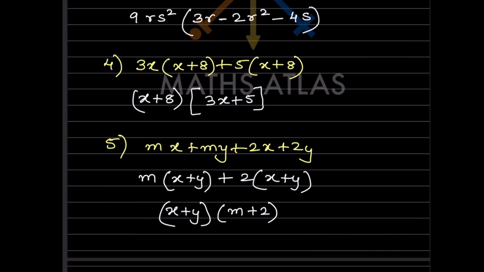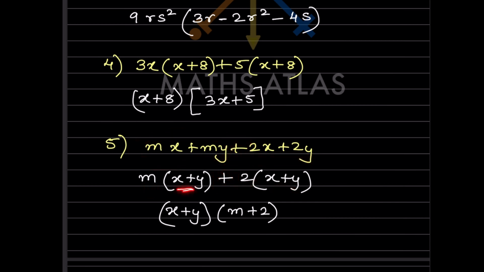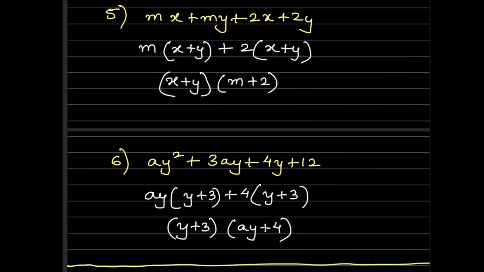Now here we have 4 terms. 1, 2, 3, 4. So what we'll do, first 2 we'll take, and from that what is common is m, and what remains in the bracket is x plus y. Now this sign, whatever after 2 terms is there, that should be same here. So now in the second group, what you can see, 2 is common, and what remains in the bracket is x plus y. So now this is x plus y, and this also is x plus y. So x plus y you will take here, and what remains is m plus 2. So this is the answer.